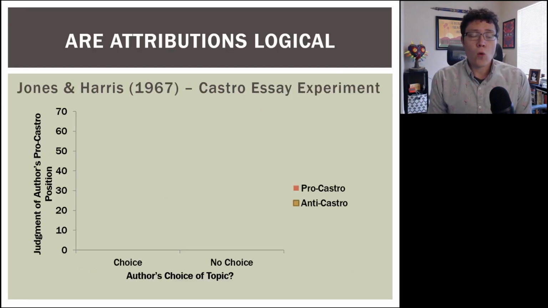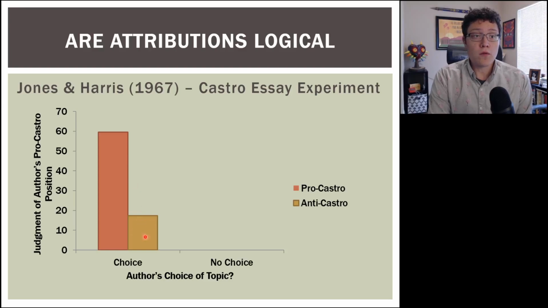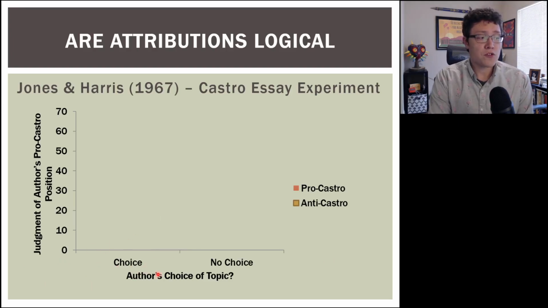So what they found was that when participants were told that the author was pro-Castro, about 60% of people thought that the author was for Castro. When they were told that the person was given the choice to do a pro or... I'm going to restart this slide. Apologies. Let's talk about the x-axis first. We've got whether or not the authors chose to do this, versus the belief that the authors had no choice. On our y-axis, we have our judgment about the author's pro-Castro position, so higher numbers mean more likely to be pro-Castro.